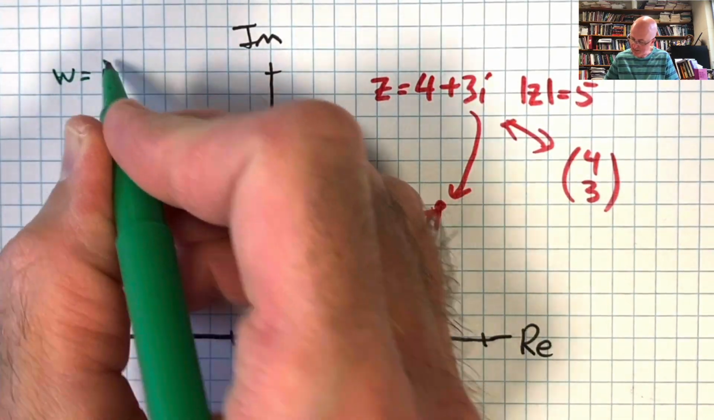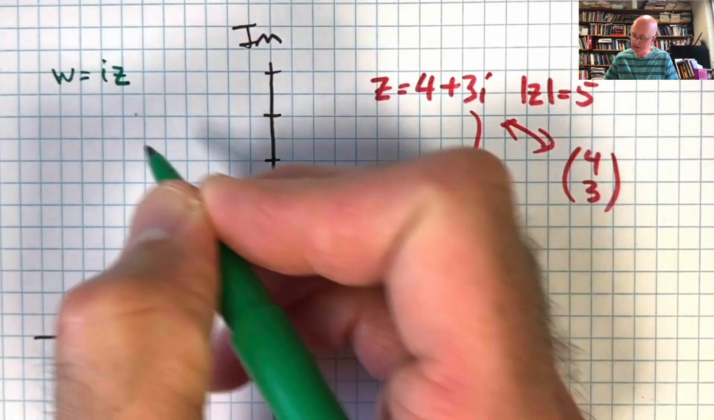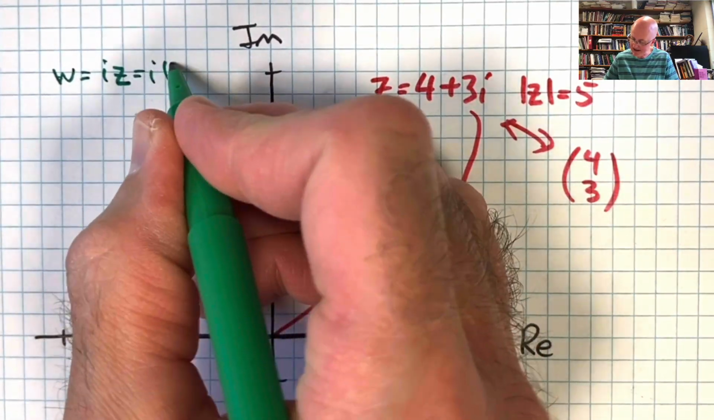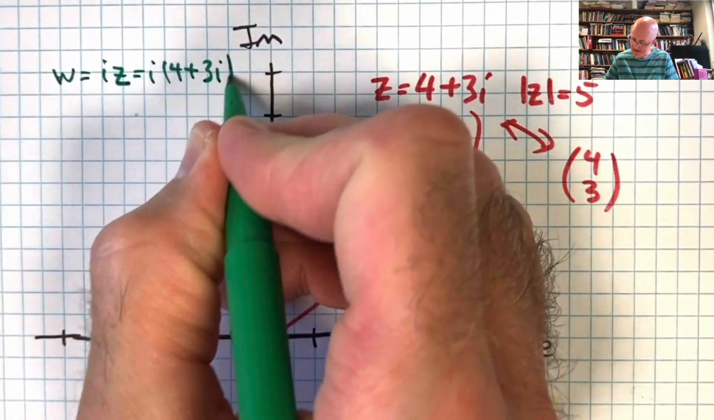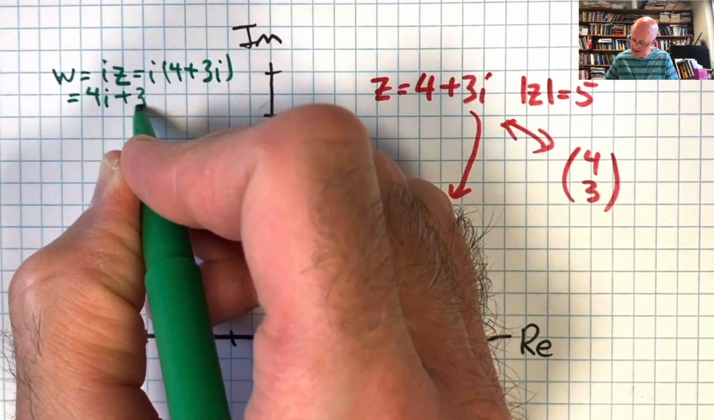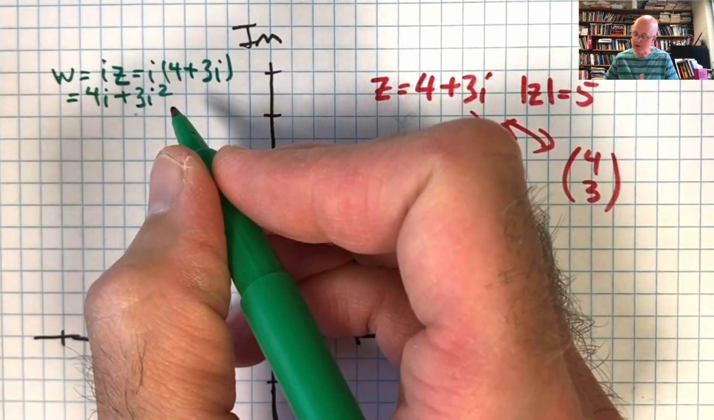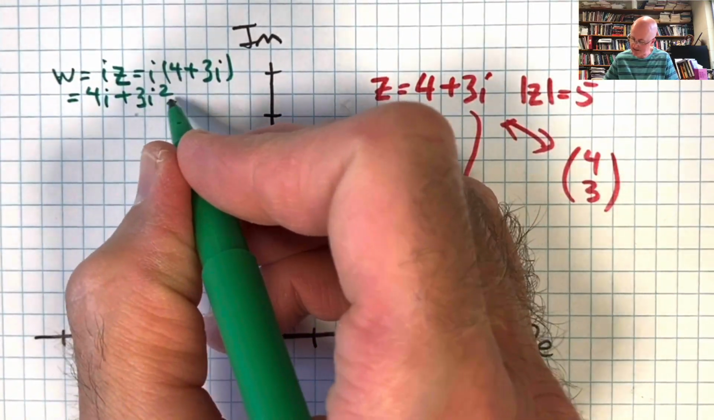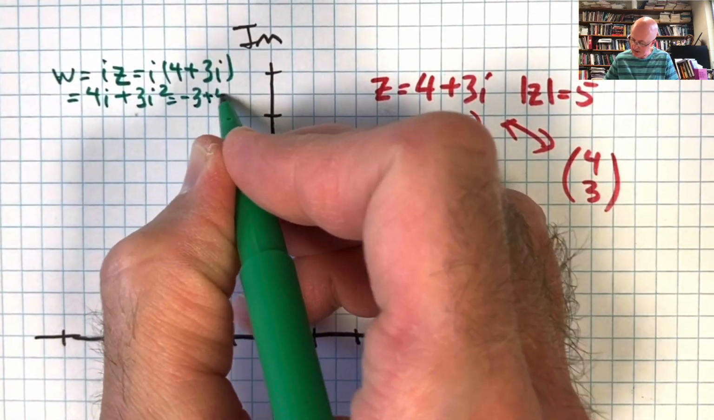Maybe you want to figure it out before I do. W equals i times z is i times (4 plus 3i). Multiply the i through, that gives me 4i plus 3i squared. Remember, i squared is -1. Rearrange, this is the same as -3 plus 4i.